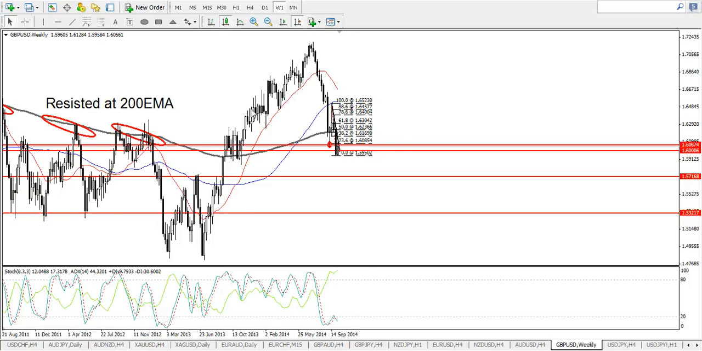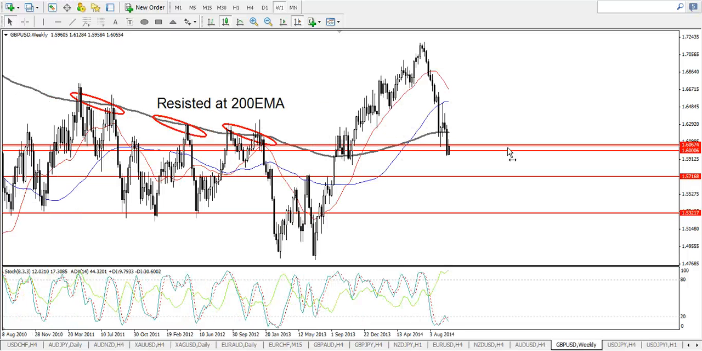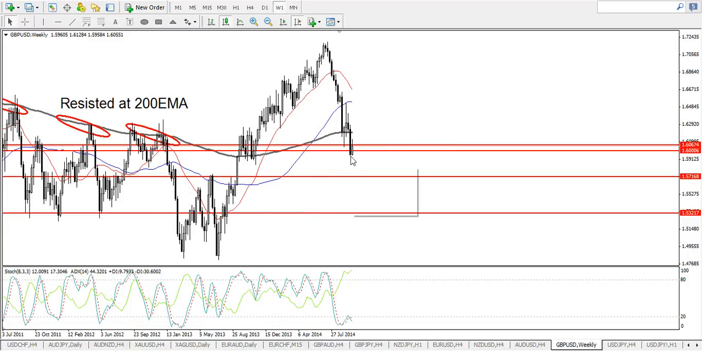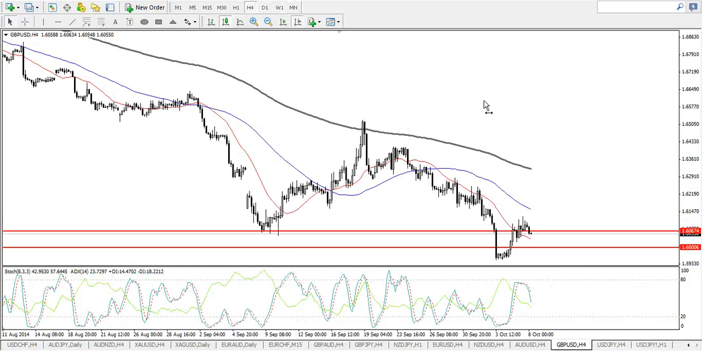Look at the weekly chart itself. Alright, just a minute. Look at the weekly chart itself. Again, we can see that the 200 moving average is a strong resistance back here, and right now it came up again and broke below once again. So therefore we are looking at a bearish movement, and not forgetting to mention that it has broken below the 1.6000 level.